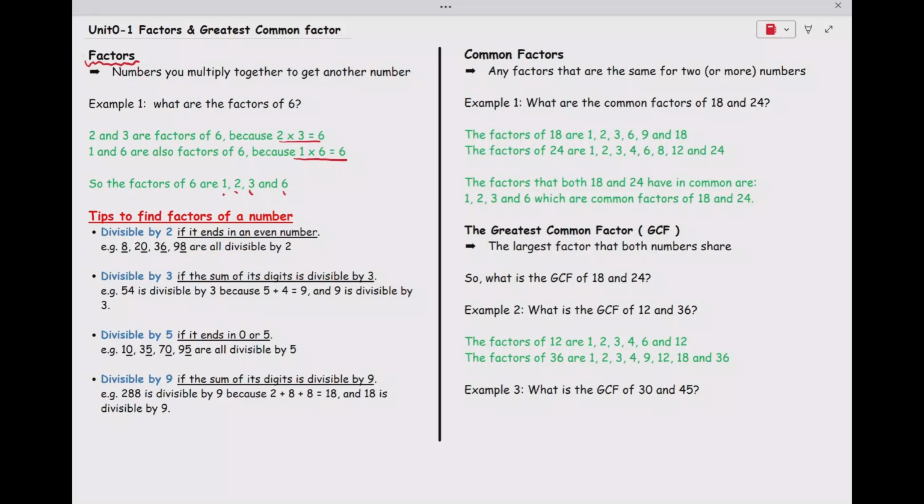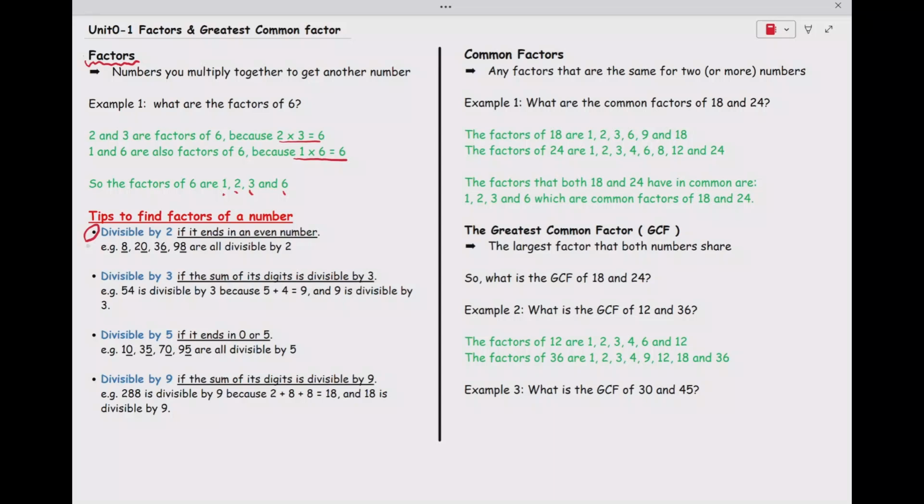Now, let me show you 4 tricks to quickly find the factors of a number. Number 1 trick. A number divisible by 2. A number is divisible by 2 if it ends in an even number. For example, 8, 20, 36, 98 are all divisible by 2 because they end in an even number. So, 2 is always a factor for any number that is even.